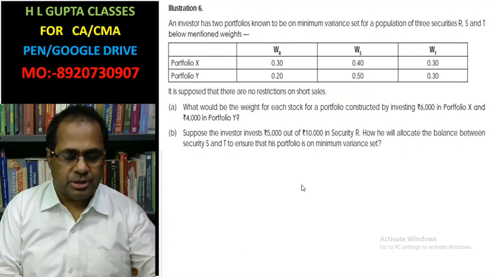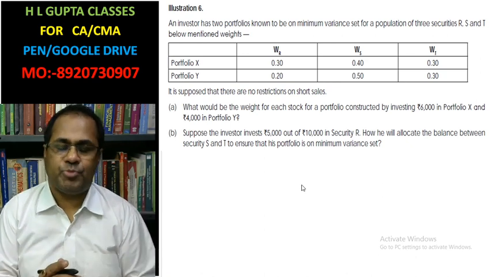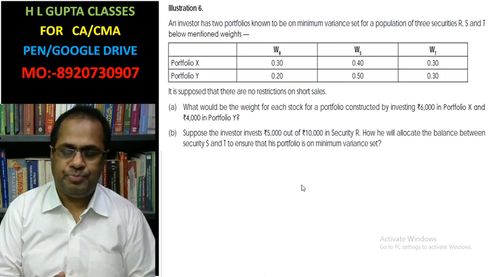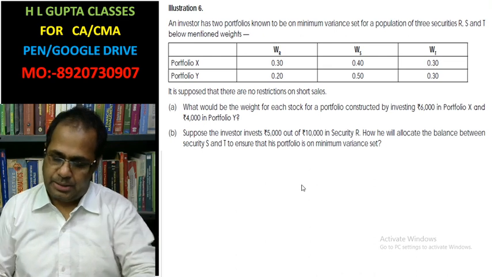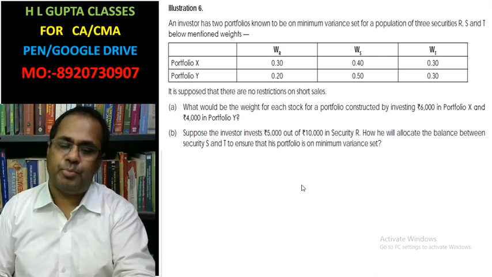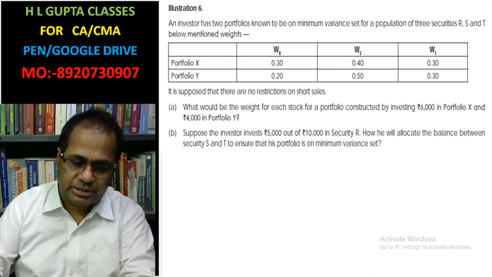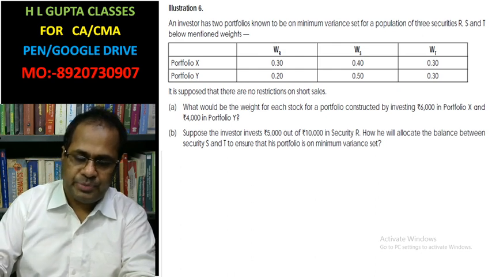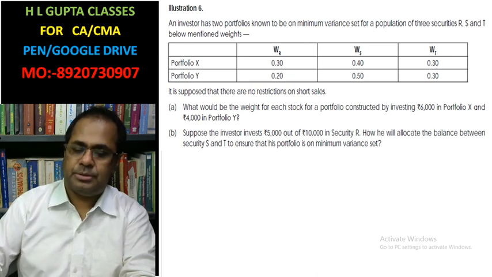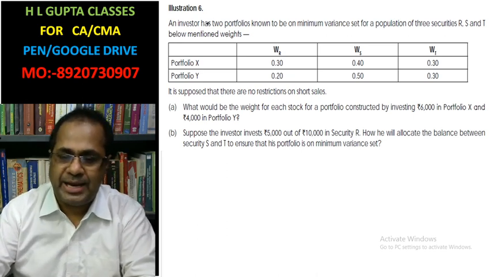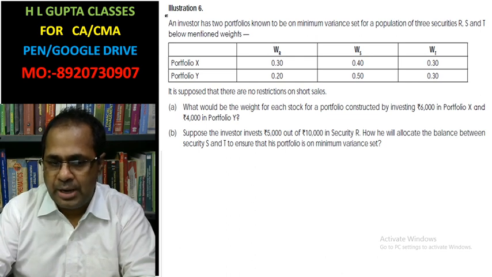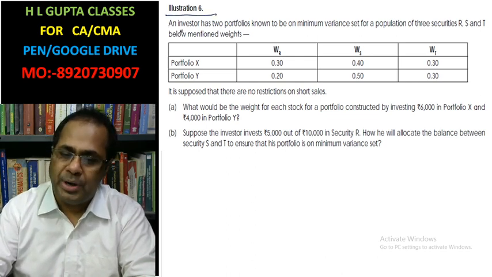I am going to make you understand illustration number 6 of CMA Final SFM, Strategic Financial Management. This is the illustration from Portfolio Management. Please read the question. This is one of the most important illustrations, and it is based on assumptions. Illustration number 6. What is the illustration?